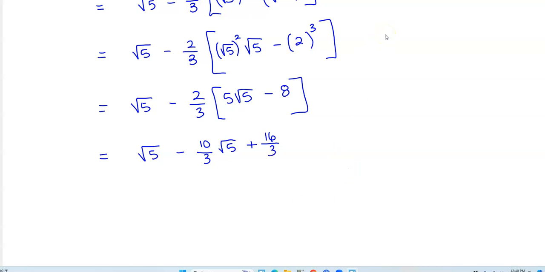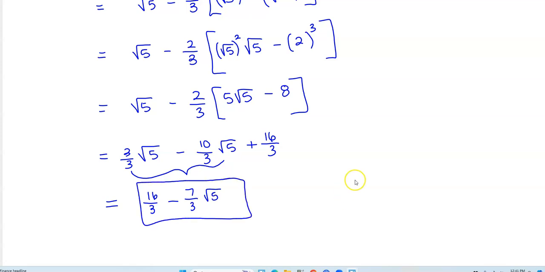And then if we wanted to combine like terms, we would turn this into 1, which is 3/3. So we end up getting 16/3. And then combining this gives you minus 7 over 3 times the square root of 5. And there is our result.